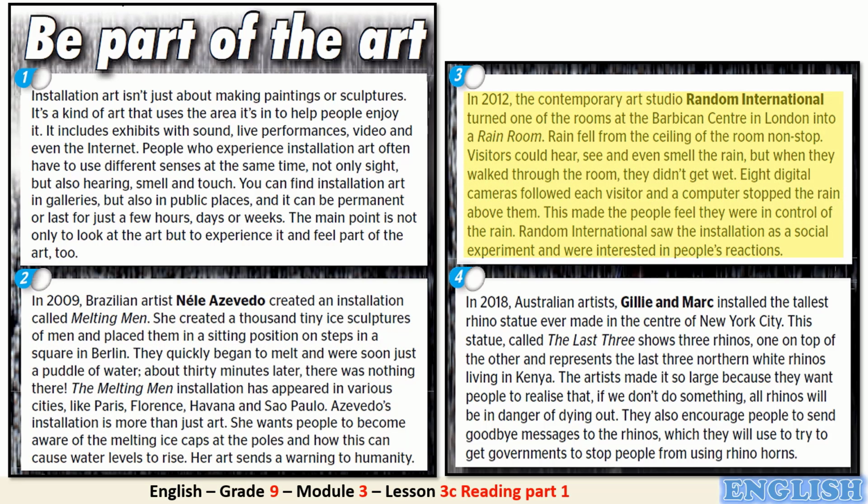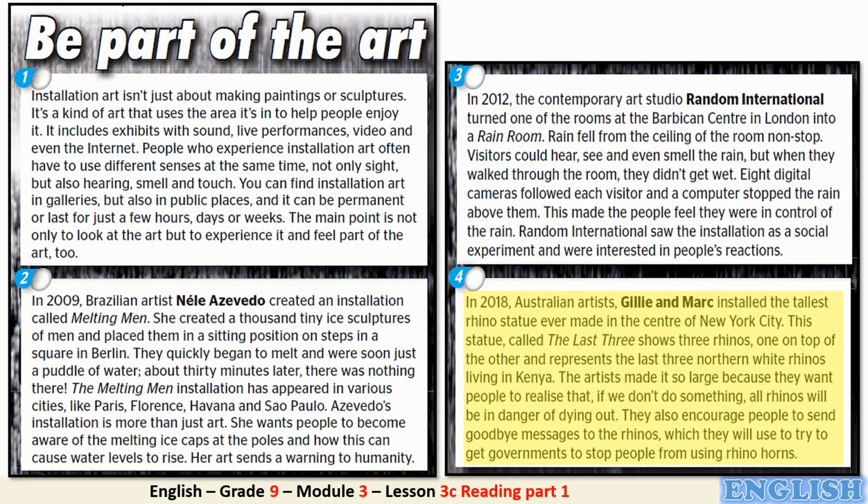In 2012, the contemporary art studio Random International turned one of the rooms at the Barbican Centre in London into a rain room. Rain fell from the ceiling of the room non-stop. Visitors could hear, see, and even smell the rain. But when they walked through the room, they didn't get wet. 8 digital cameras followed each visitor, and a computer stopped the rain above them. This made the people feel they were in control of the rain. Random International saw the installation as a social experiment and were interested in people's reactions.